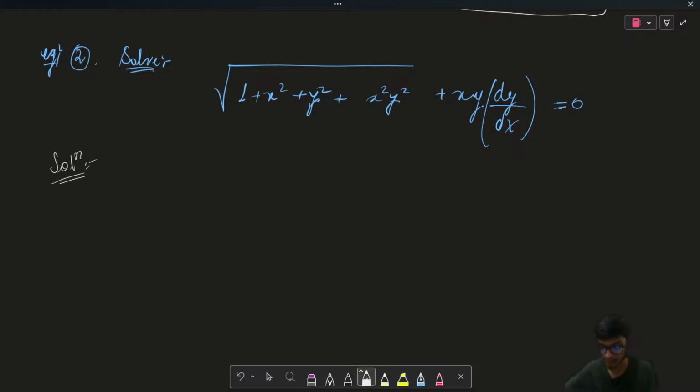Please try to do it by variable separable form, right? And you can see that easily it will be simplified in terms of variable separable form. So please try to solve this question, then perform the integration and let me know the solution in the live chat.